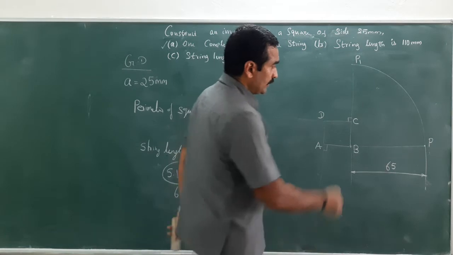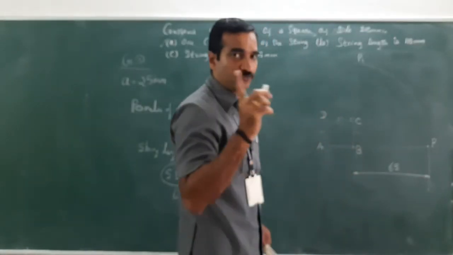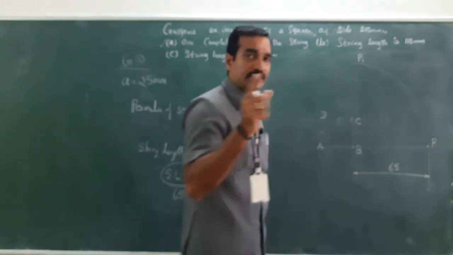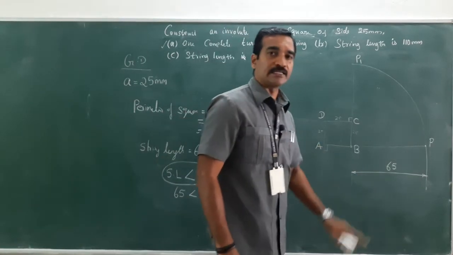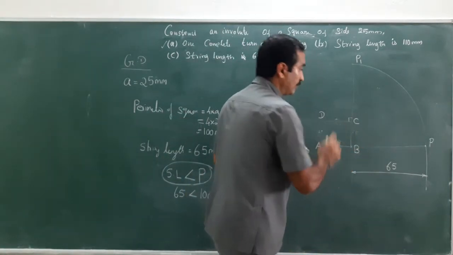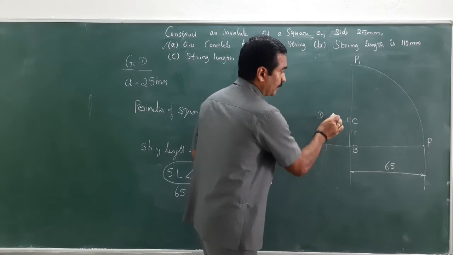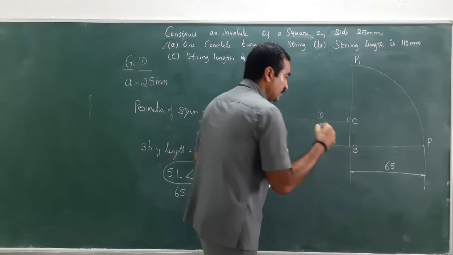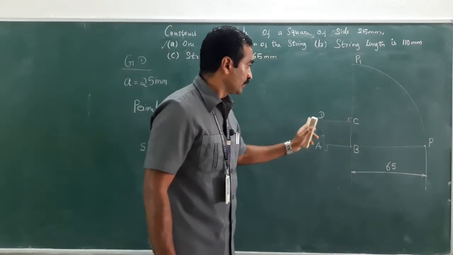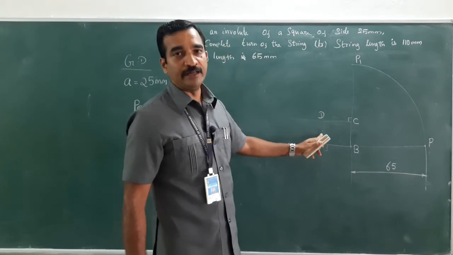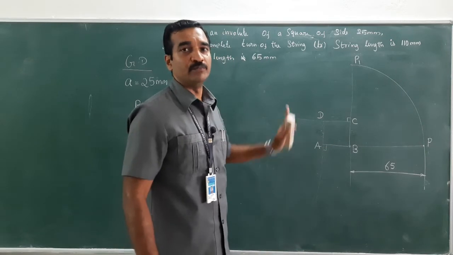Right. So, each side is 25 mm. To complete one full turn, we need a string length of 100 mm, whereas the given string length is 65. Look here: 25, 25, 50, and till A it should be 75. It would finish somewhere here. Isn't it? 25, 25 and somewhere here 15. So, it will end up somewhere here.